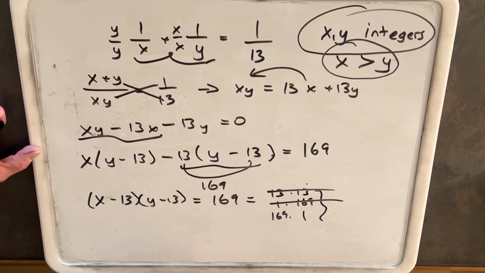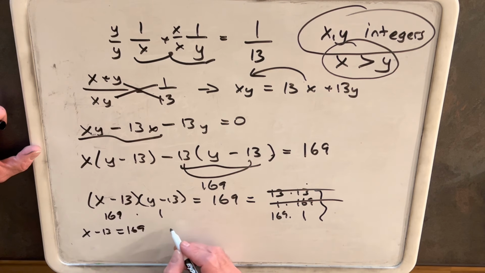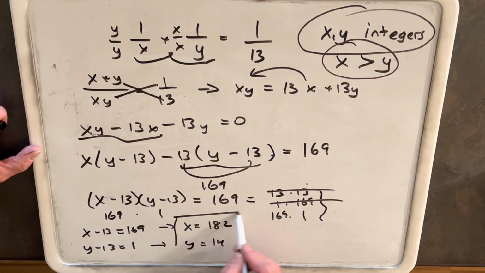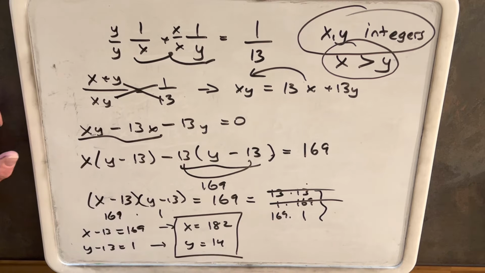What we want is this third case. So we'll try 169 times 1. So if x minus 13 equals 169, then x is going to equal 182. And then if y minus 13 equals 1, then y equals 14. And so that's going to be our answer right there.